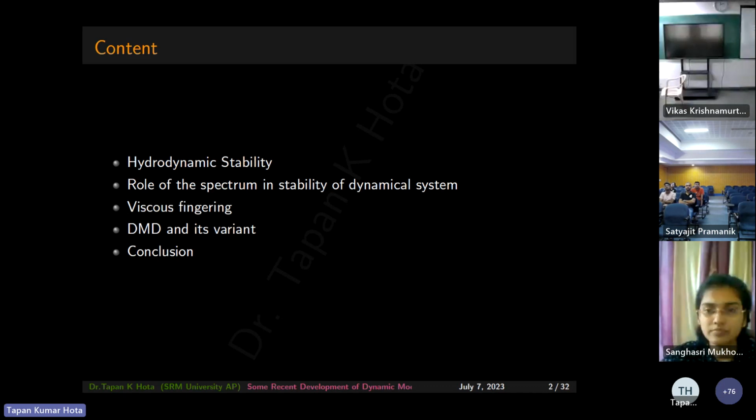First, I will describe the layman's point of view of what hydrodynamic stability is, and again a layman's point of view of how the spectrum of the governing equations describes the stability of a dynamical system, and hence the hydrodynamic stability. Then, for a particular interfacial instability, I will describe viscous fingering. And the main theme of today's gathering is something very crucial and very important.